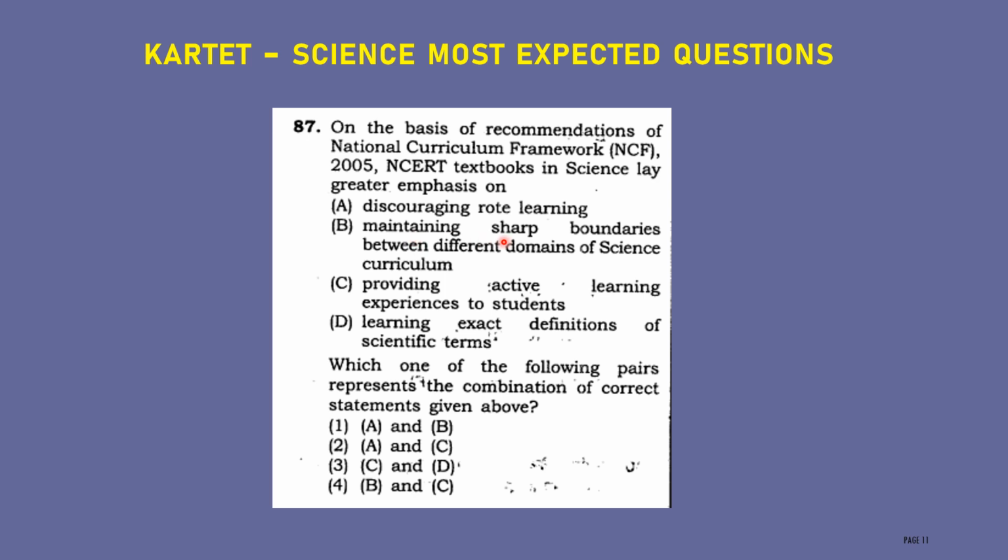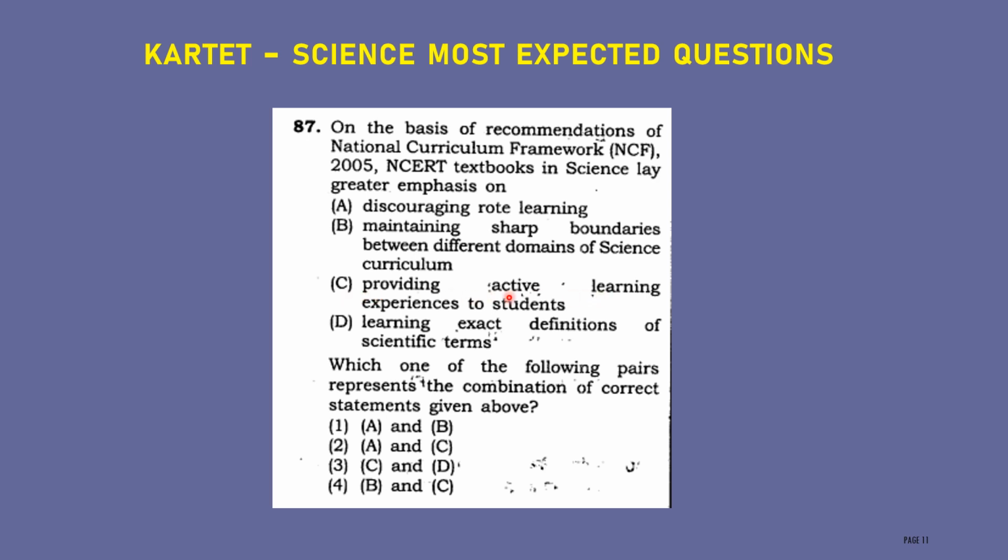Second one, maintaining sharp boundaries between different domains of science curriculum. No, it will not put sharp boundaries, it will not put any boundaries when it is creating a curriculum, because it will involve the important topics and content, because every topic is related to our daily life. Therefore whatever happens, you have to correlate with our daily life. Therefore it will not put any boundary. As much as possible the concept, content, everything it will involve in the curriculum. Therefore second one is wrong.